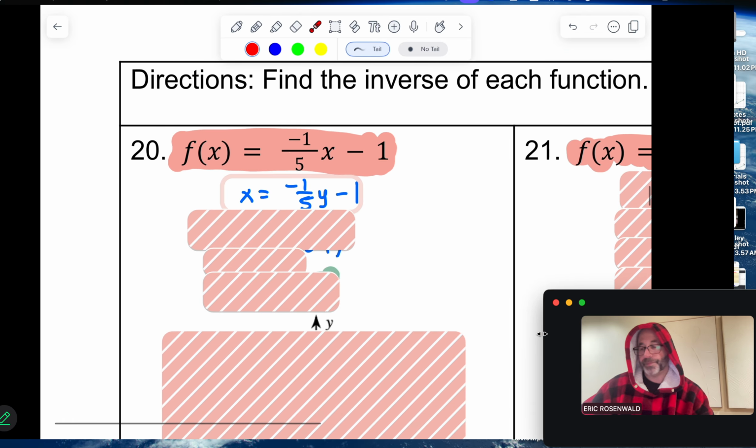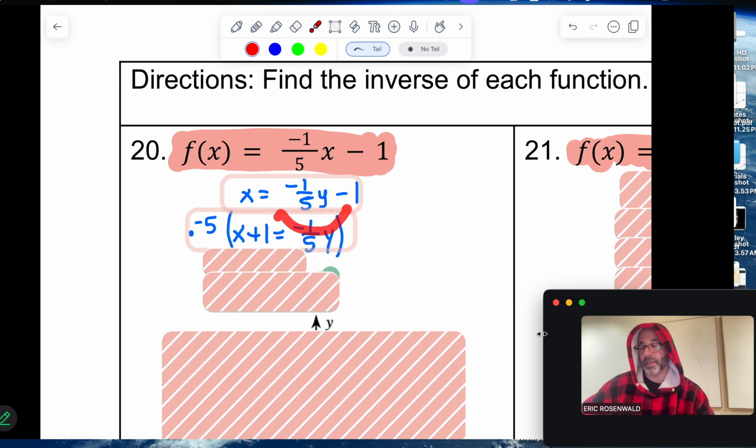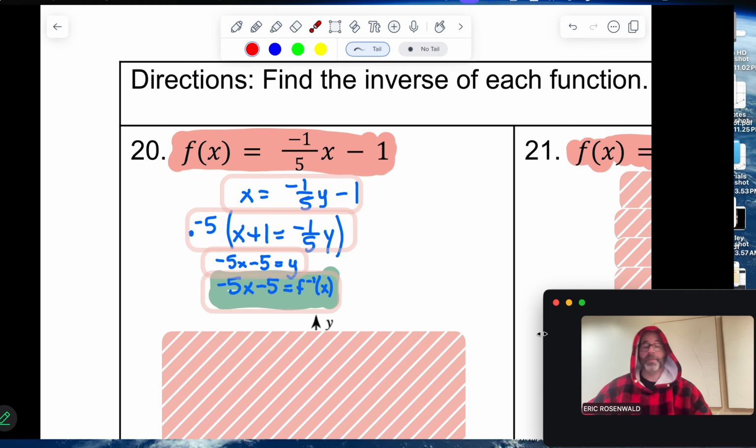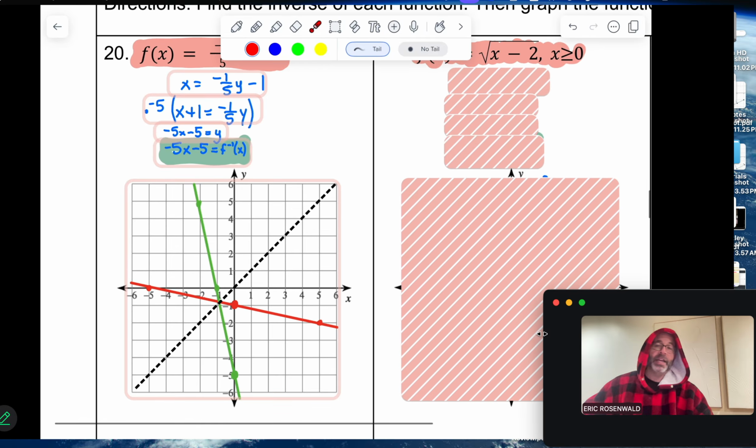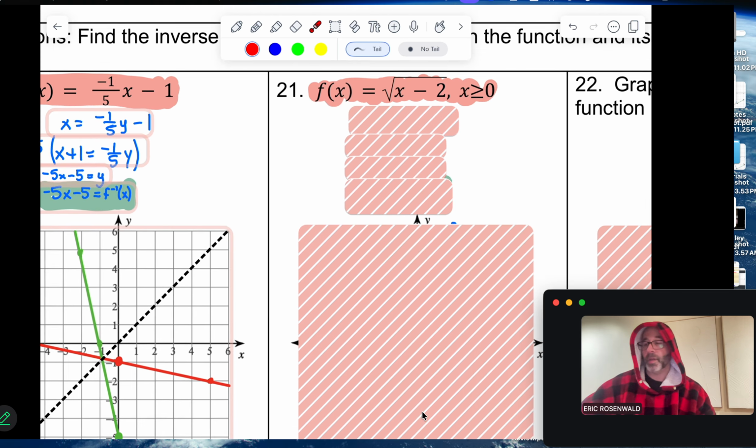Switch the x and the y. Move the 1 over by adding it. Get rid of this negative 1/5 by multiplying by negative 5. That's the inverse of dividing by negative 5, which is to multiply by negative 5. And so we end up with negative 5x minus 5 is equal to y, which is our inverse. Now, if I graph both of these on one picture, we can see that they're inverses because they reflect over this imaginary line right here. Remember, this line is y is equal to x. And so every point gets reflected over this axis to create that mirrored image that takes place when we find the inverse.